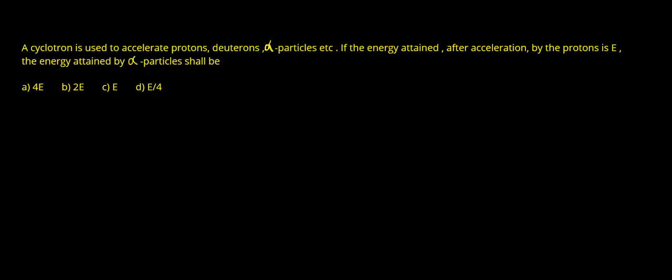Hello everyone. Let us look at the question here. A cyclotron is used to accelerate proton, deuteron, alpha particle, etc. If the energy attained after acceleration by the proton is E, so the energy acquired by the proton is E, then we have to find the energy acquired by the alpha particles. So what are protons and what are alpha particles?